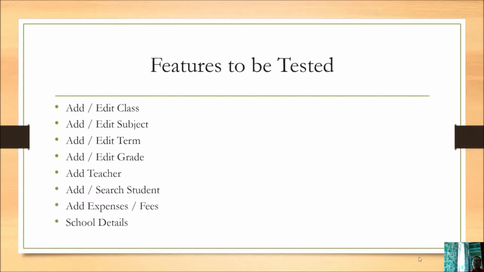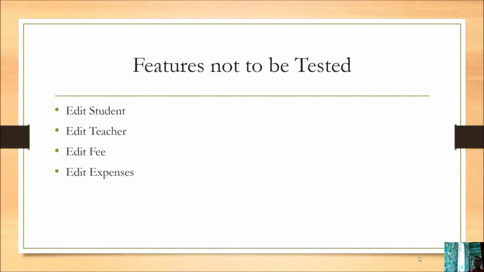Next, features to be tested. Add or edit class, add or edit subject, add or edit terms, add or edit grade, add teacher, add or search students, add expenses or fees, and add school details. These are the important features that we considered in the school management system. The features not to be tested are edit student, edit teachers, edit fee, and edit expenses.